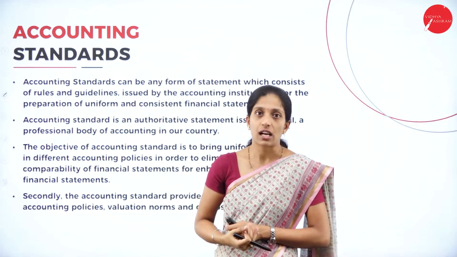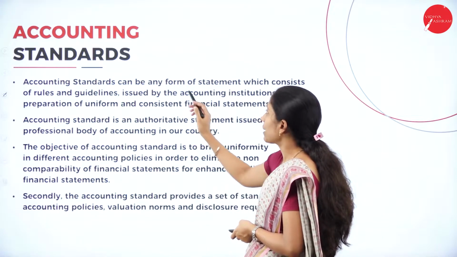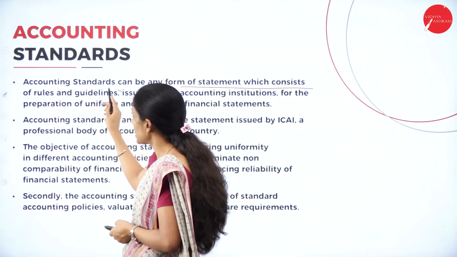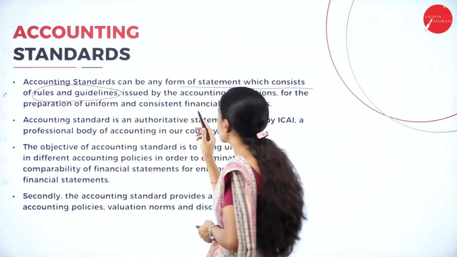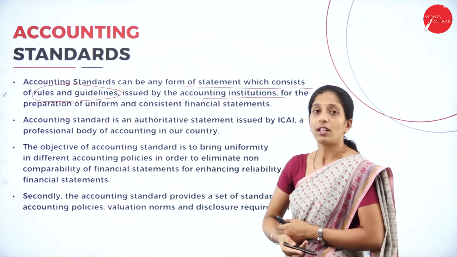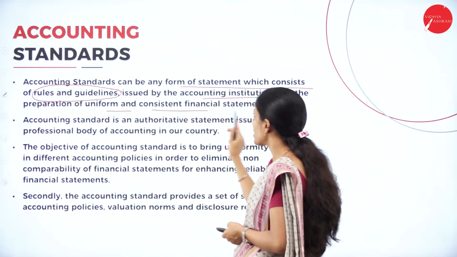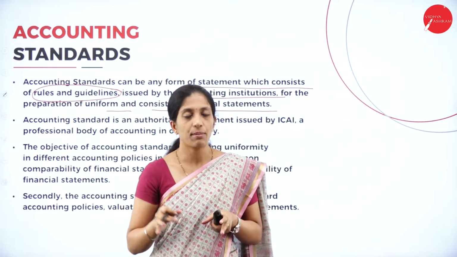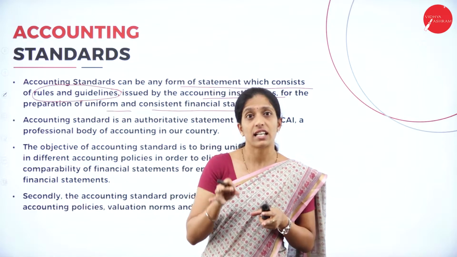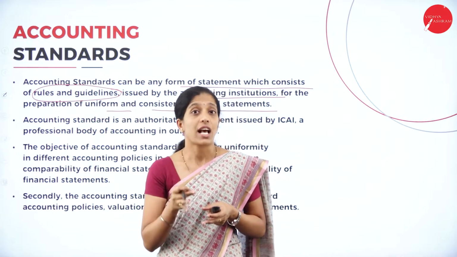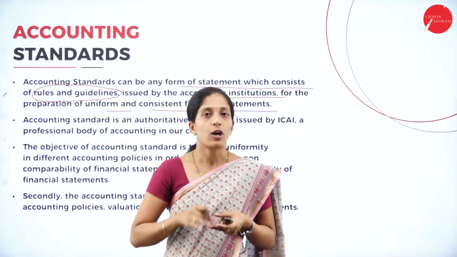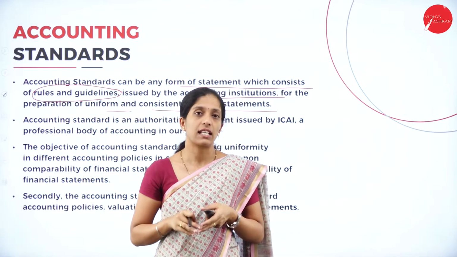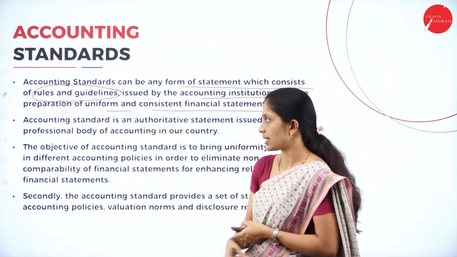Now let us see what this accounting standard is. An accounting standard is a form of statement which consists of rules and guidelines. It contains all the rules and guidelines issued by the accounting institutions for the preparation of uniform and consistent financial statements. In order to maintain uniformity in the accounting system, these are the standards. Standards include rules as well as guidelines that are followed by the accountant while recording transactions. The main intention is to bring uniformity as well as consistency in the accounting information of the organization.